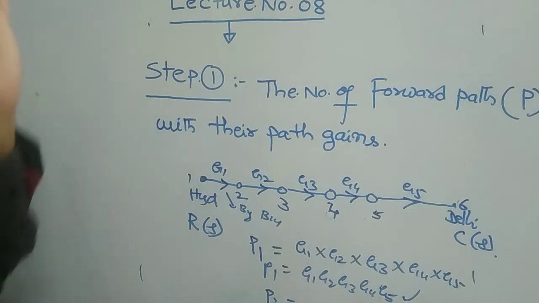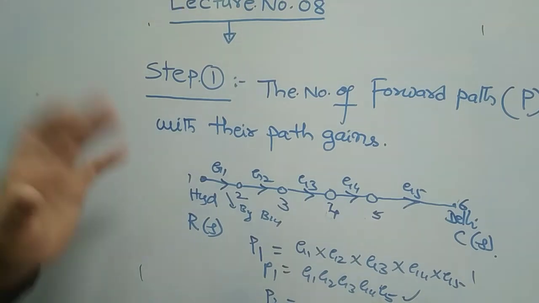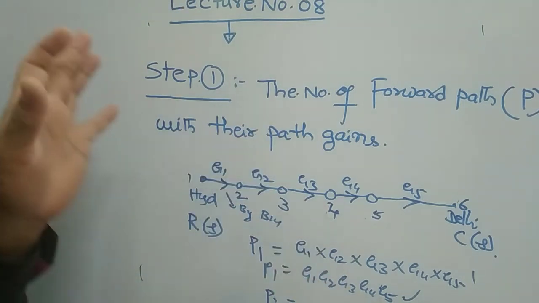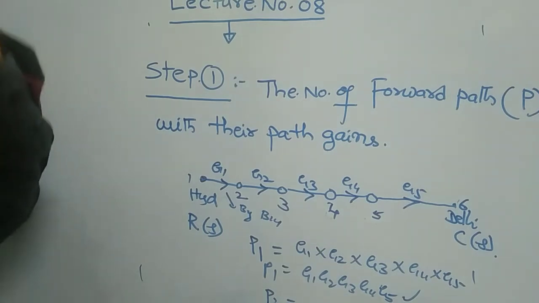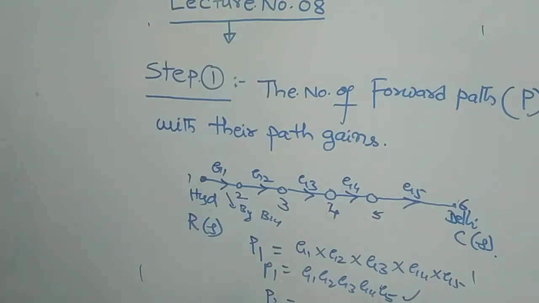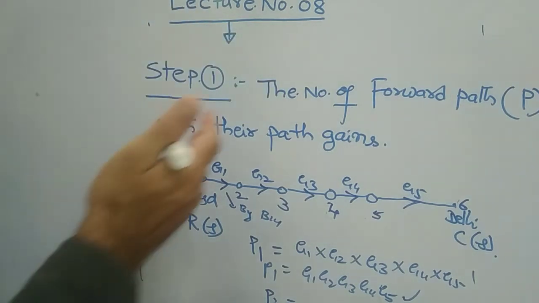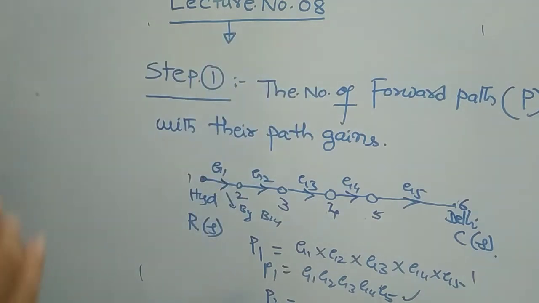So what are the gains available in that? P3 is equal to all those gains which are available in that route, multiplied: path 1, path 2, path 3. That is the meaning of step 1. The number of forward paths we have to identify, and you have to take their path gains also.